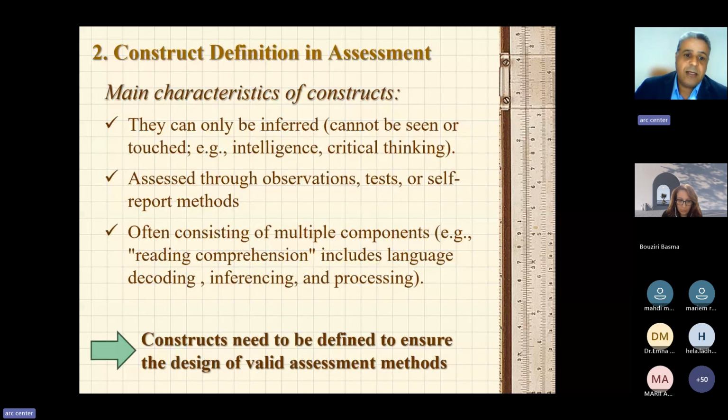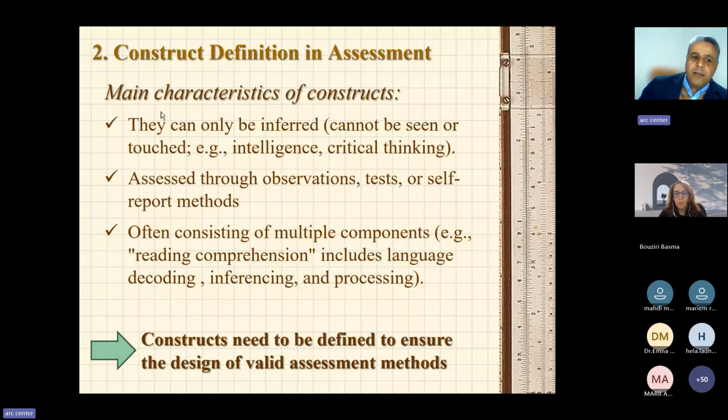The other characteristic is that constructs are assessed through observation, such as tests or self-report methods. We only observe people when we administer a test to them, or when we give them questionnaires or interviews. Those are self-report methods in which people try to be more introspective, think about what they are doing, or describe their intelligence or their ability. This is how they are measured or assessed.